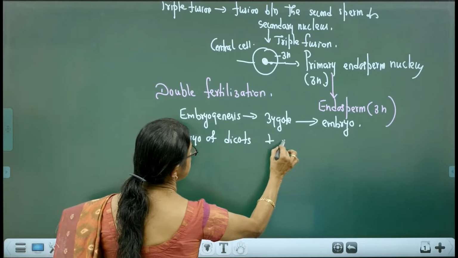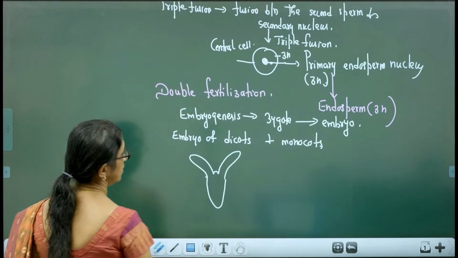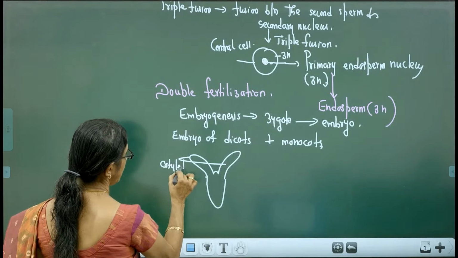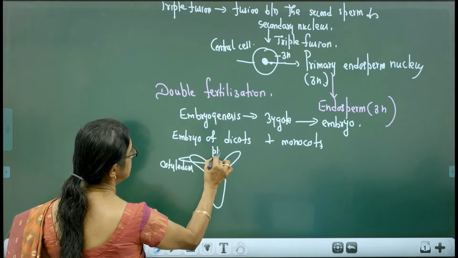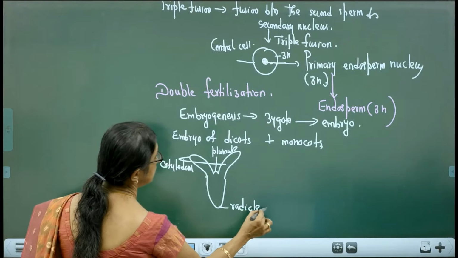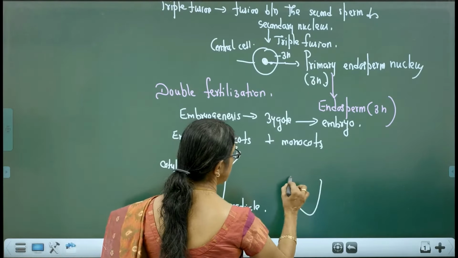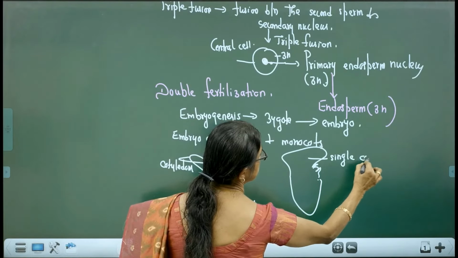Right, this is having two cotyledons. These two structures are the cotyledons, and this is plumule, and this is radicle. Monocots have a single cotyledon, and that cotyledon is usually a massive structure like this, a single cotyledon.